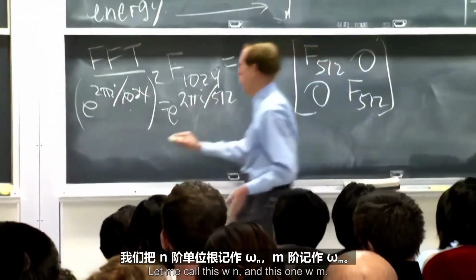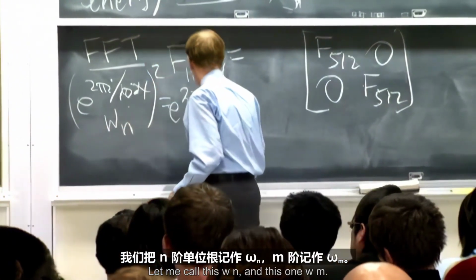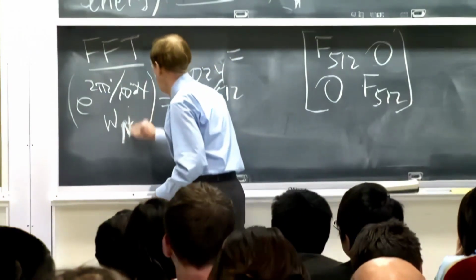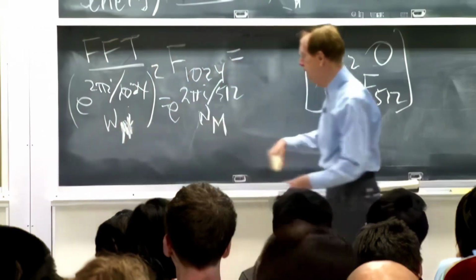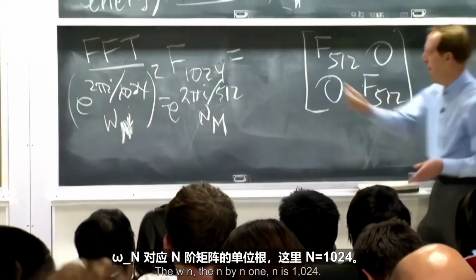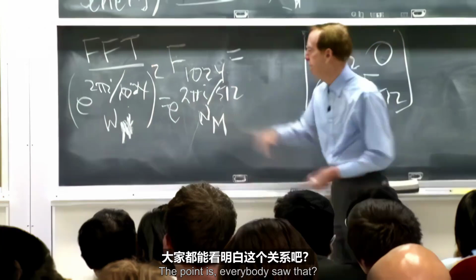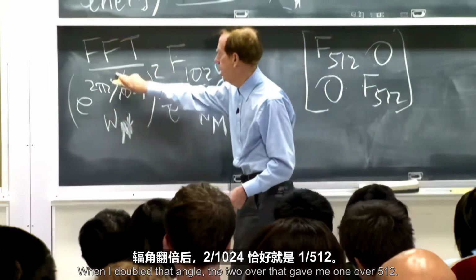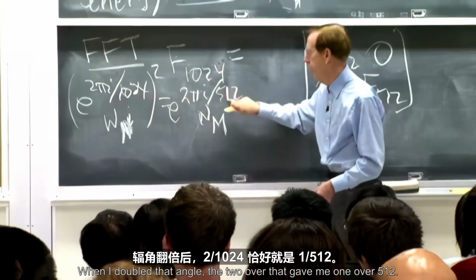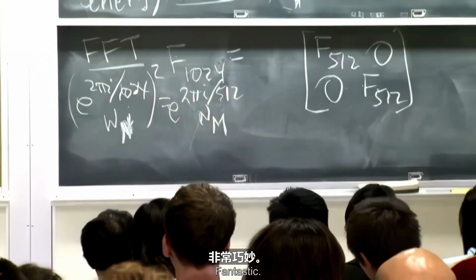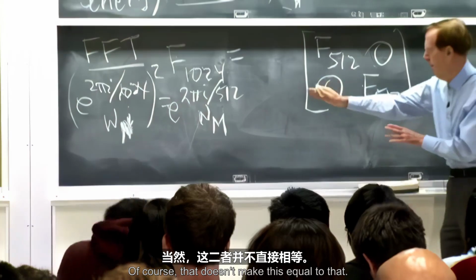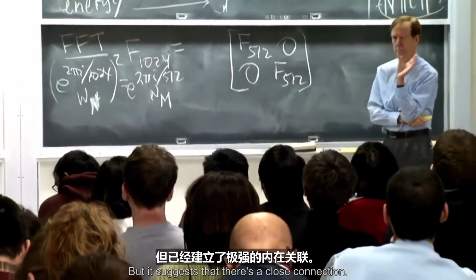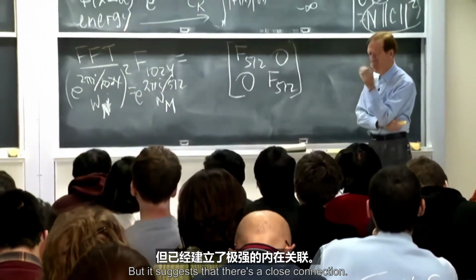Let me call this w_N, and this one w_N. Maybe I'll use caps. Yeah, I'm using cap N. This is my w. This is the one I want, the w_N, the N by N one. N is 1024. And the point is, everybody saw that? When I squared it, I doubled the angle. When I doubled that angle, the 2 over that gave me 1 over 512. Fantastic. Of course, that doesn't make this equal to that, but it suggests that there's a close connection.